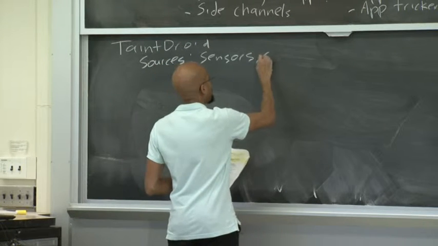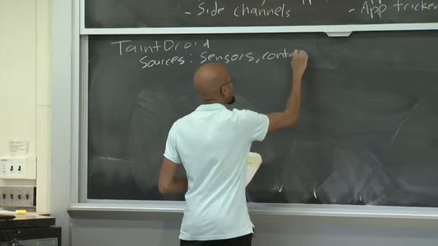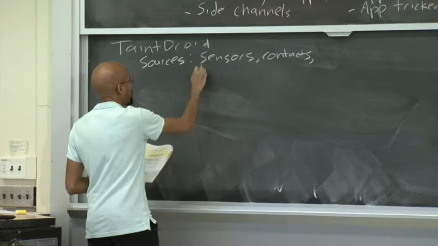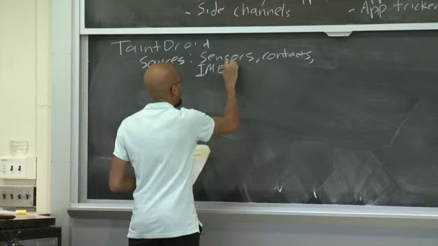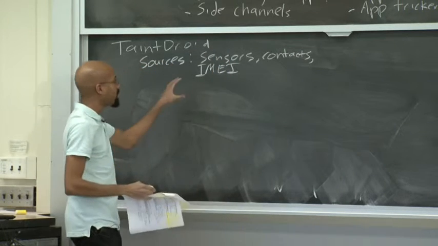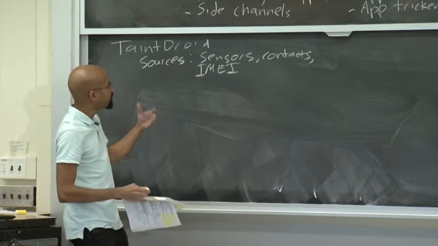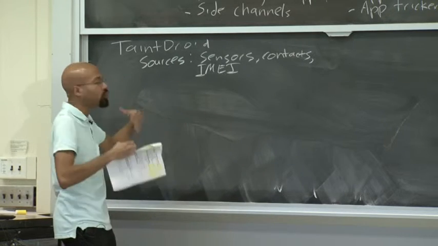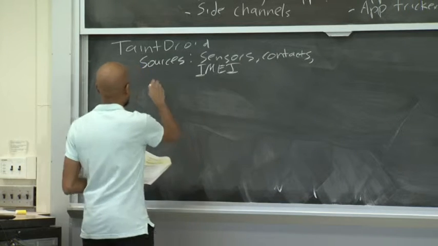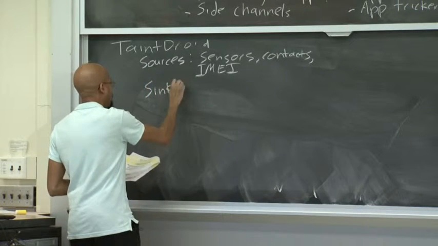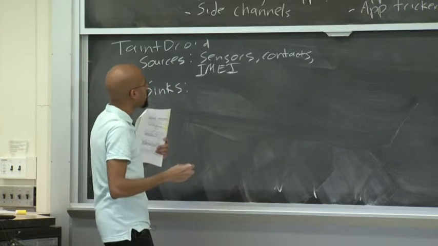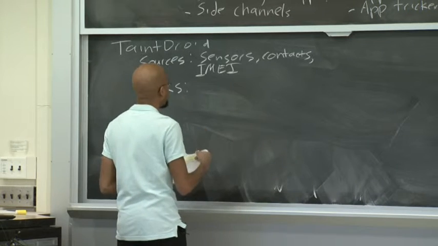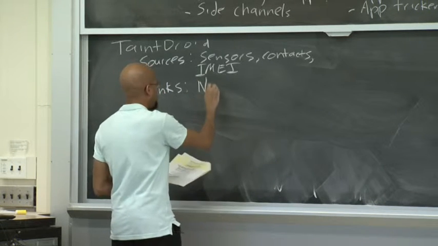This could be your contact list database. This could be things like the IMEI, basically anything that might help to tie you, a particular user, to your actual phone. So these are the things that generate the taint. And then you can think of these sinks as being the places where we don't want tainted data to go. And so in the case of Taint Droid, the particular sink that we're concerned about is the network.